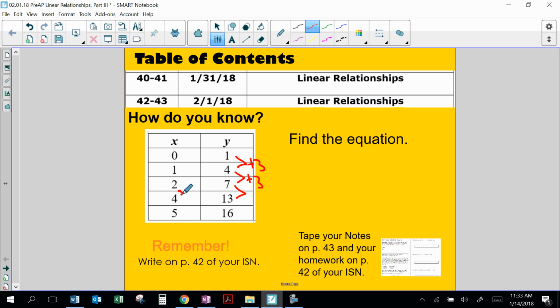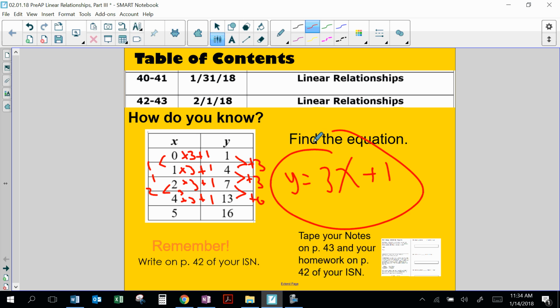So first of all, it's increasing 3 for every one x value. Here it changed by 6 for every 2 x values, but still it's 3 for every x value. So y equals 3 for every x value, but then what is our initial value? So 3 x's, 0 times 3 plus 1, 2 times 3 is 6 plus 1, 4 times 3, 12 plus 1. So y equals 3x plus 1.